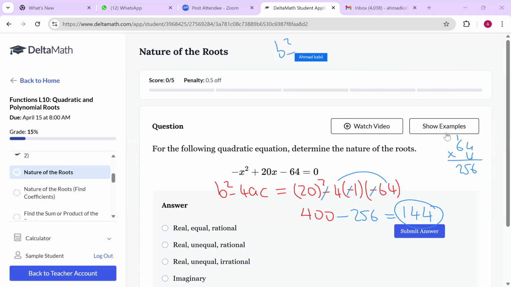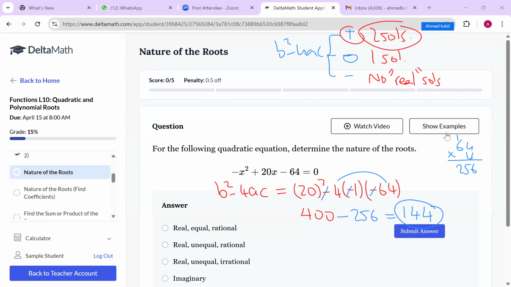Remember the summary. So b squared minus 4ac can be positive, 0, or negative. Here we have two solutions or two different solutions, one solution or two repeated solutions. Here, no real solutions. So since here the discriminant is positive, we're going to go with two solutions, two distinct or unequal solutions. So it's either this one or this one. The only difference is, is it rational or irrational?